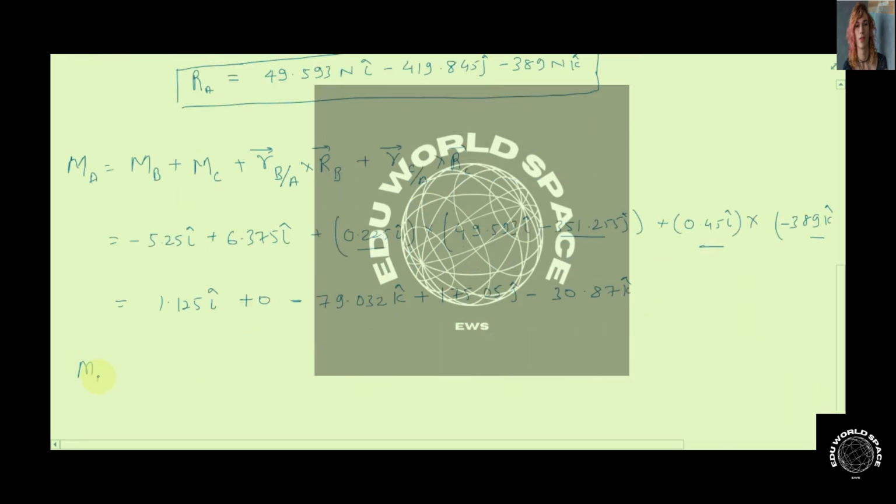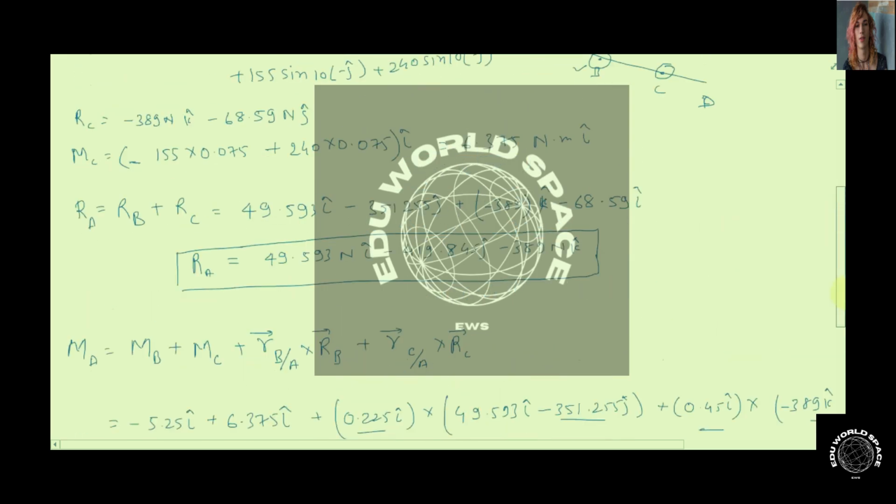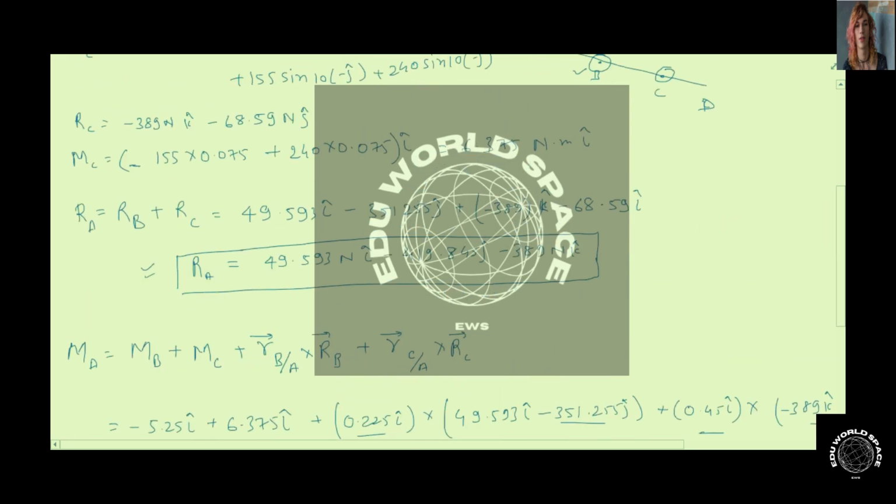Now we can collect the coefficients of I cap, j cap and k cap. So moment about A comes out to be 1.125 I cap plus 175.05 j cap minus 109.90 k cap, and unit of these moments will be Newton meter. So this is the final answer. This is the equivalent moment that will be acting at point A, and this is the equivalent force that is acting at point A.